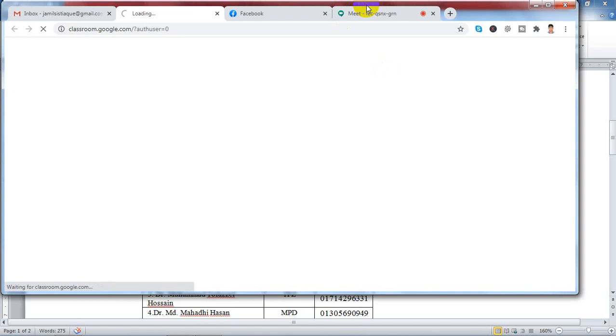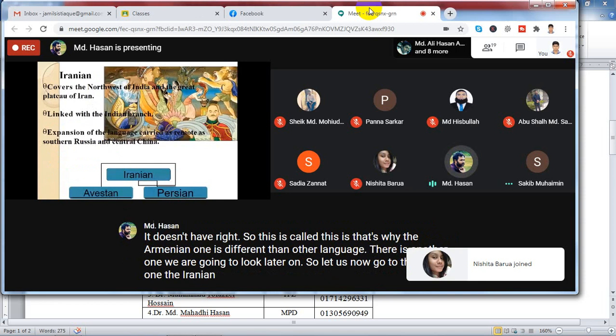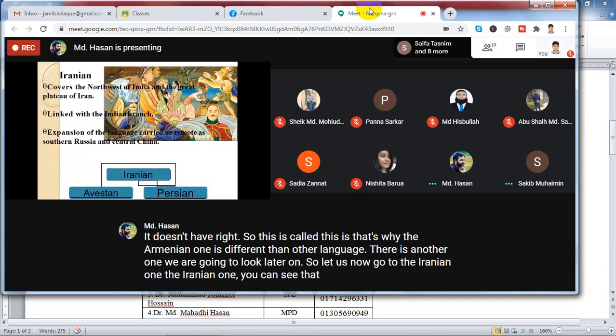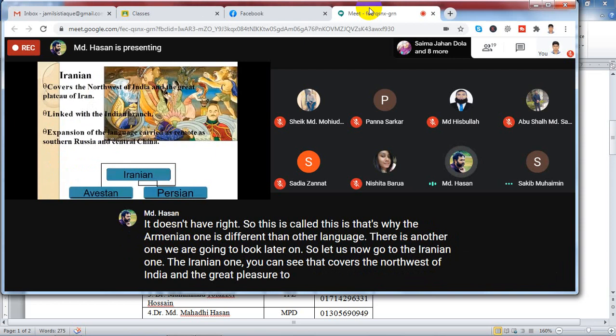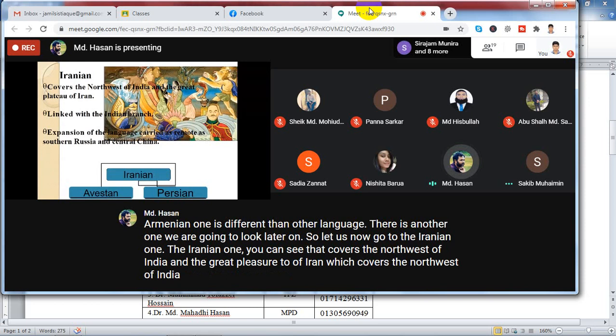There is another one we are going to look at later on. So let us now go to the Iranian one. You can see that it covers the northwest of India and the great plateau of Iran. This Iranian language is linked with the Indian branch, and the expansion of the language carried as remote as southern Russia and central China. It has got a large area.